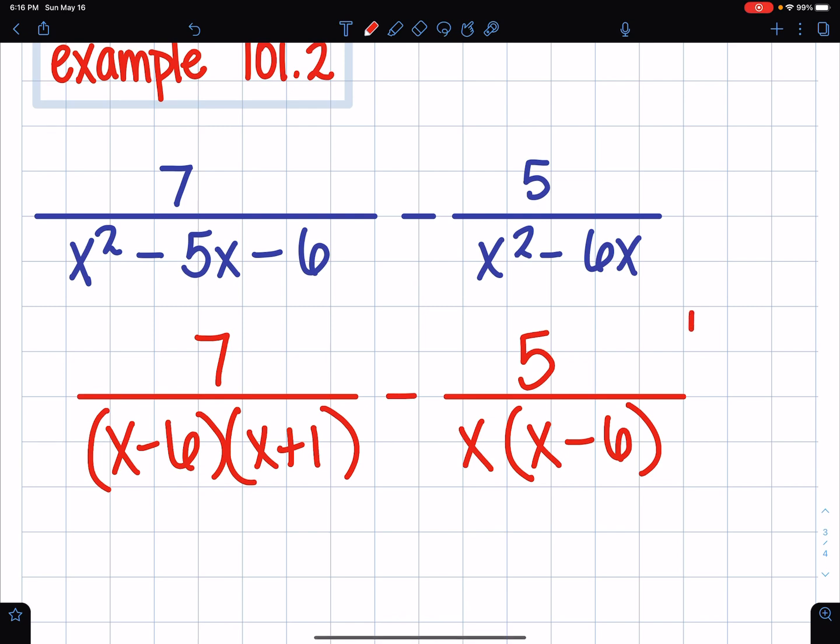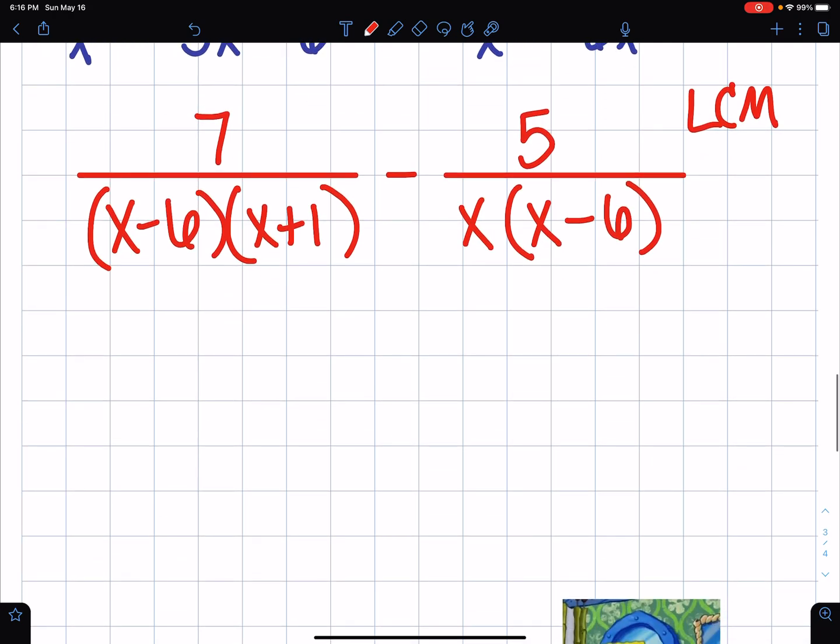Remember, the LCM is the least common multiple of the denominator because if you're adding or subtracting fractions, you have to have a common denominator. Common denominator is our friend. So we're going to get a new denominator.